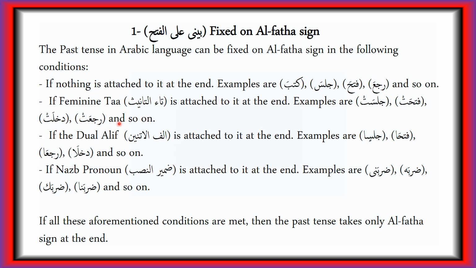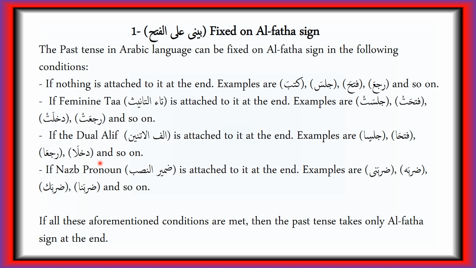If the dual alif, alifun ithnain, is attached to it at the end, examples are jalasa, fataha, raja'a, dakhala, and so on. See that all of the verbs here have aliful ithnain, the dual alif, attached to the end. For example, jalasa has alif attached to its sin, which is the end of jalasa, and fataha has dual alif attached to its end, etc., which makes them all take fatha.